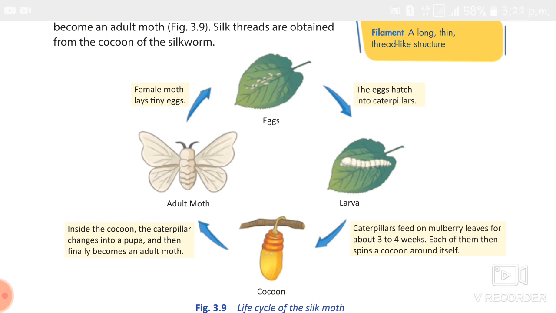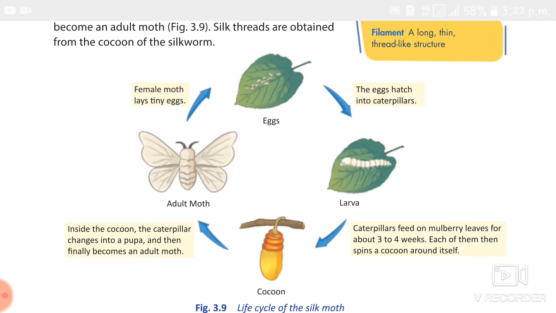Then the caterpillar feeds on mulberry leaves for 3 to 4 weeks, and it starts to grow. Within this time it sheds its skin 4 times. About 1 month old, it stops eating the mulberry leaves.